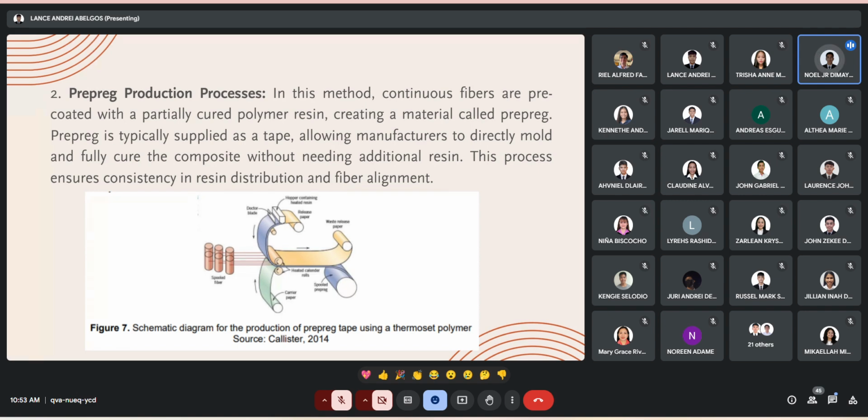And halos same lang din siya po dun sa pultrusion na gumagamit siya ng resin. Pero mas kakaunti po yung resin na nagagamit dito sa prepreg production process. And for us to know kung ano po ang prepreg production process, may video review kami dyan.